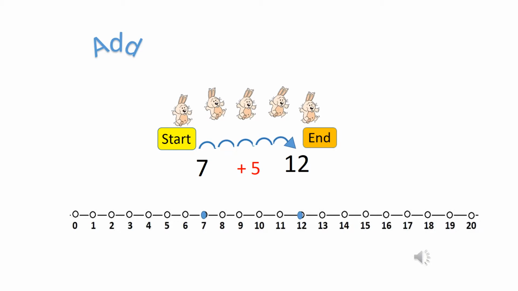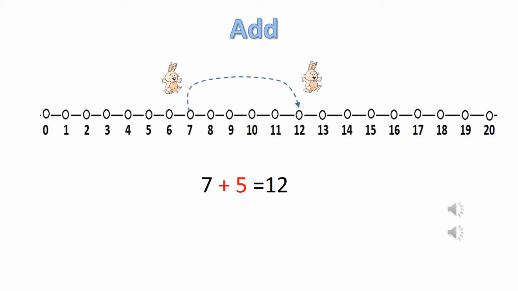The fourth hop gets us from 10 to 11. And the fifth hop gets us from 11 to 12. So 7 plus 5 hops gets us to 12. We land on the 12. So 7 plus 5 equals 12.